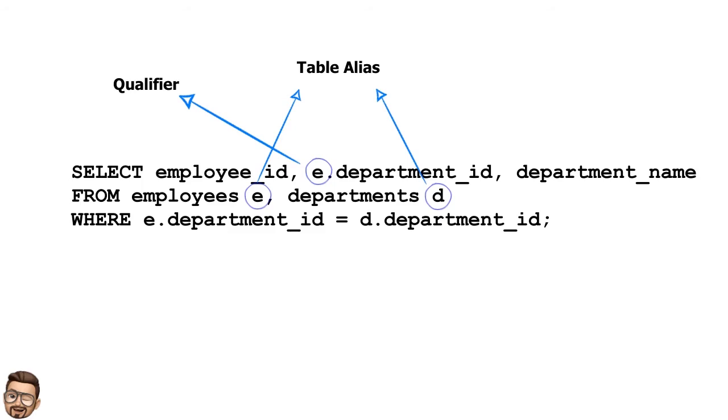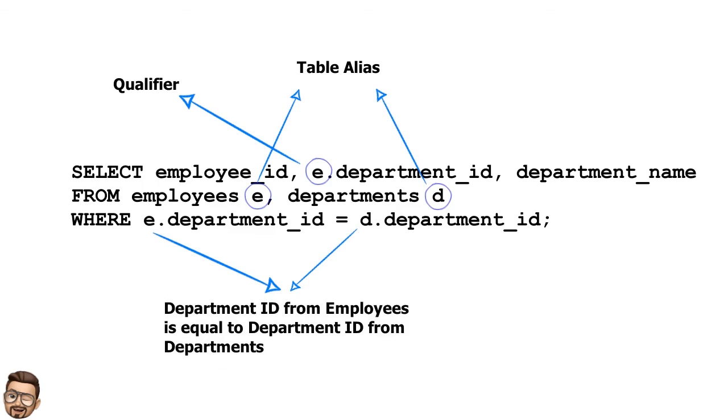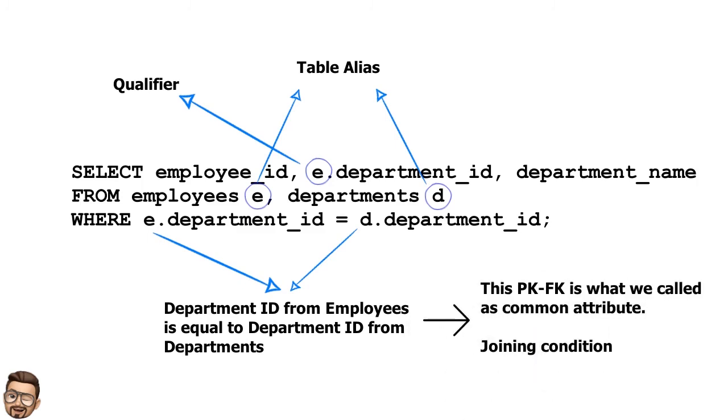If you take a look, why do employee ID and department name not need the qualifier? Because employee ID can only be found in the employees table and department name can only be found in the departments table for this join operation. Let's take a look at the where clause. This is what we call the join condition. Department ID from employees is equal to department ID from departments. This is to indicate that these two tables can be joined directly through a common attribute.